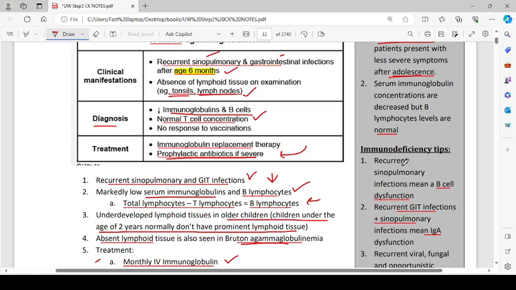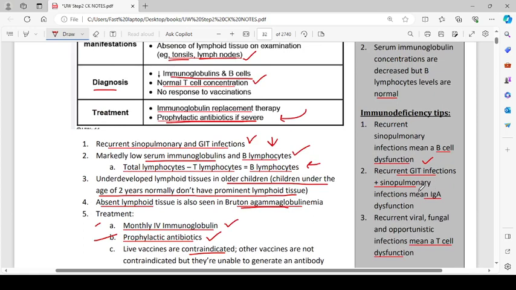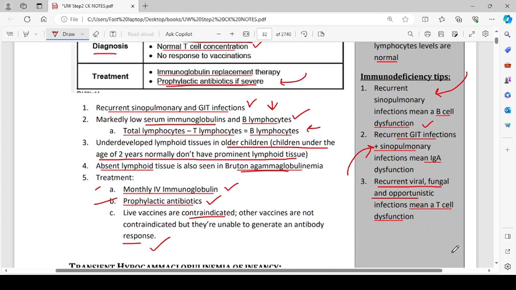Immunodeficiency tips. Recurrent sinopulmonary infection means a B cell dysfunction. Sinopulmonary infections are inhibited or protected against by the IgA antibodies, which line our mucous membranes and are produced by the plasma cells, which are basically advanced B cells. If the person has B cell dysfunction, then we have recurrent sinopulmonary infections. Recurrent GIT infections with sinopulmonary infections mean IgA dysfunction, and recurrent viral, fungal, and opportunistic infections mean a T cell dysfunction.